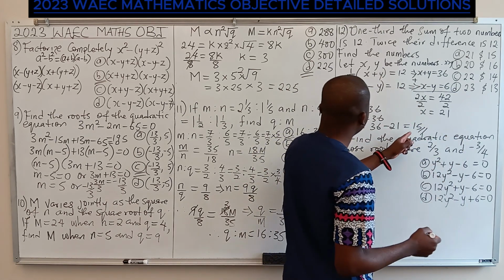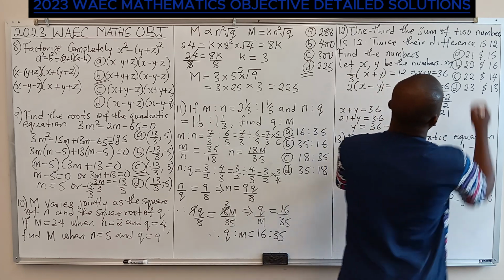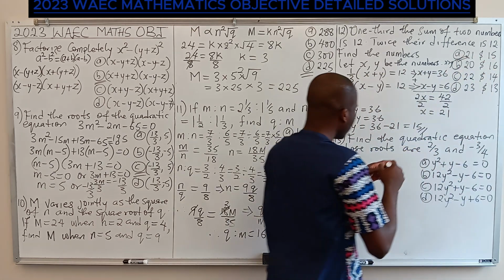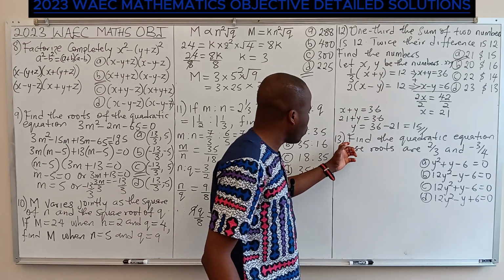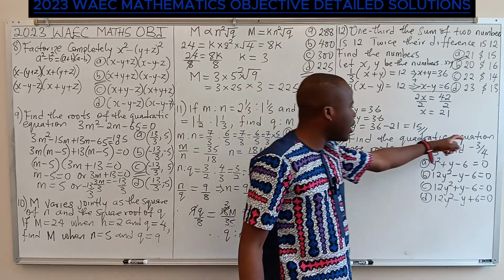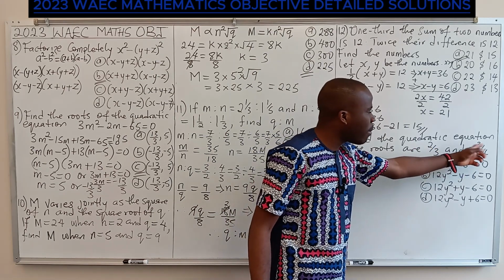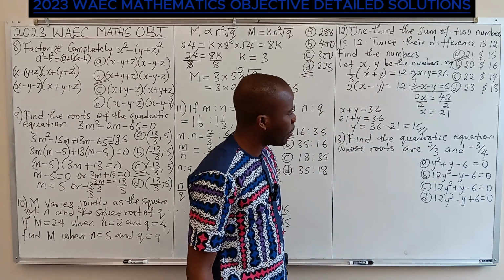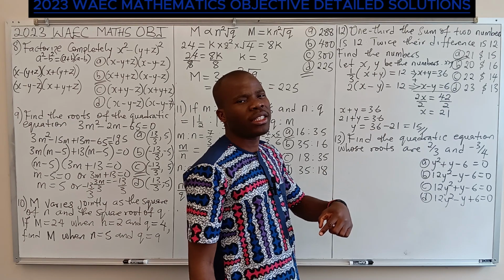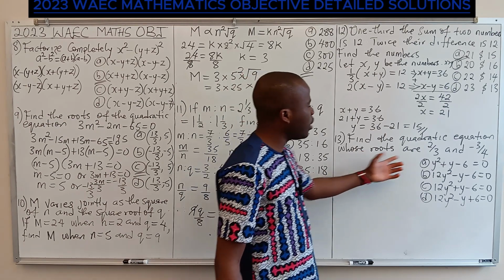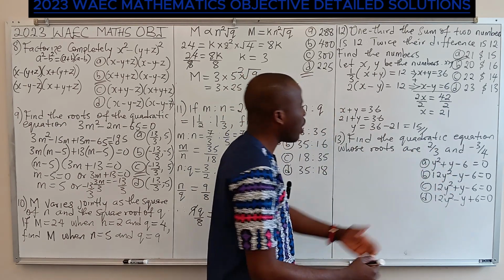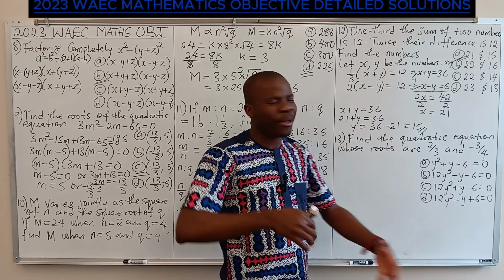So x is 21, y is 15, which is A. The 13th question says, find the quadratic equation whose roots are 2/3 and minus 3/4. Remember, when we solve a quadratic equation, we always equate it to zero. Now, we are going to do it in the reverse order.